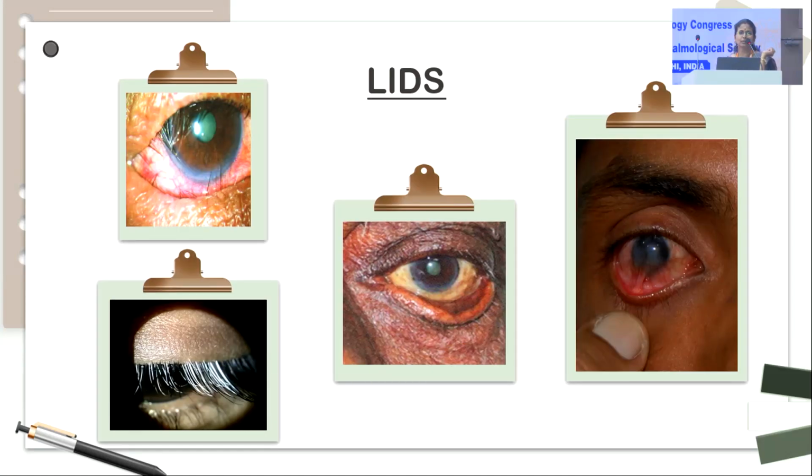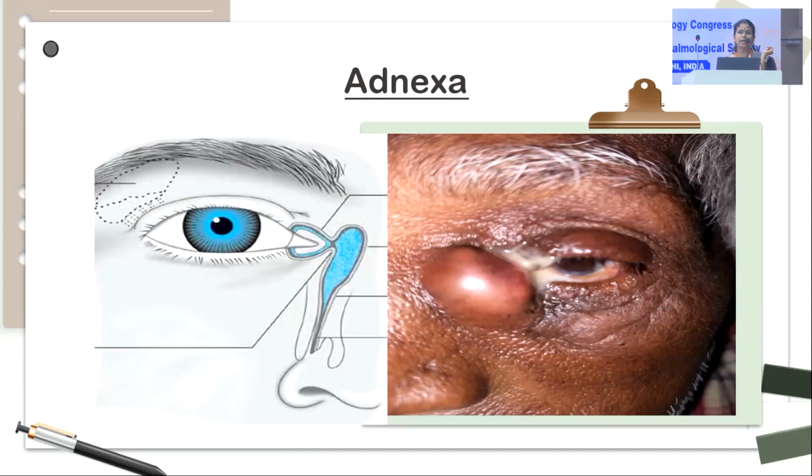The lids, look for any abnormalities. I'll be talking only on the abnormalities, whether it is ectropion, entropion, or symblepharon, make a note of it. And the discoloration of eyelashes will give you a clue, that is poliosis. Look for the adnexal swelling.